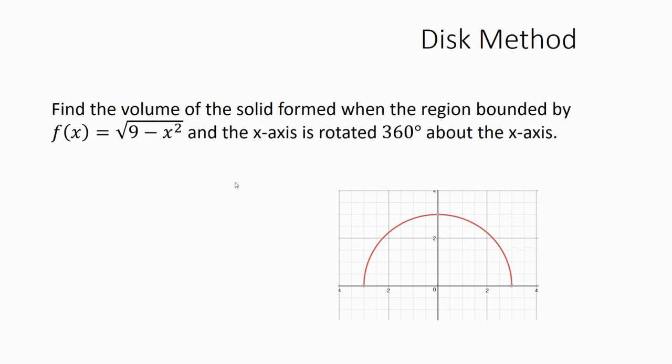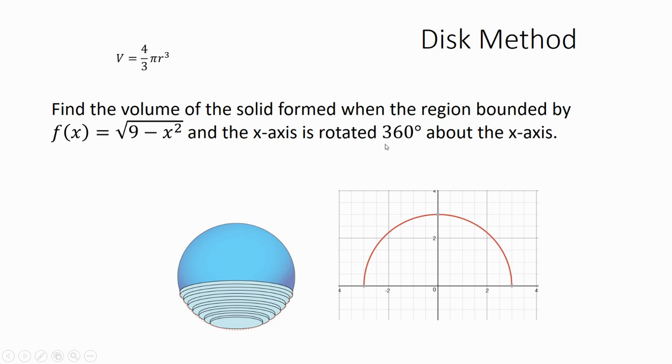If we find the volume of the solid formed by this region, if we rotate it 360 degrees around the x-axis, we are going to get a sphere. Then we could do this without calculus if we use the volume formula for a sphere, 4/3 pi r cubed. This equation is just the top half.